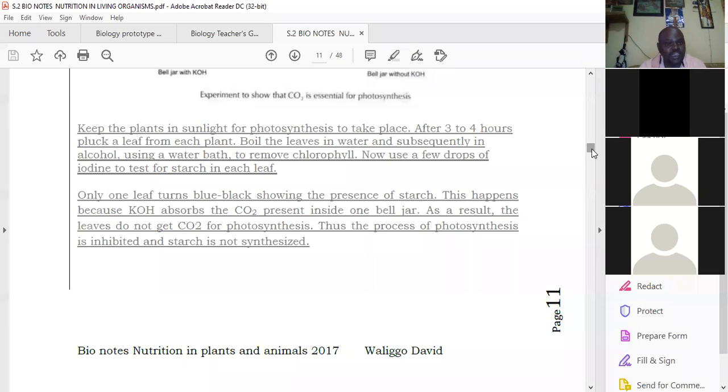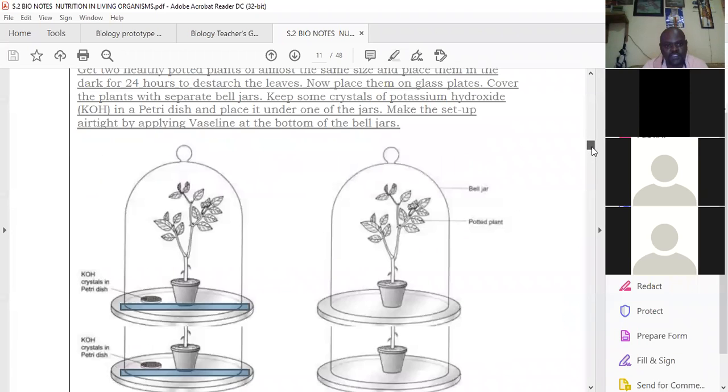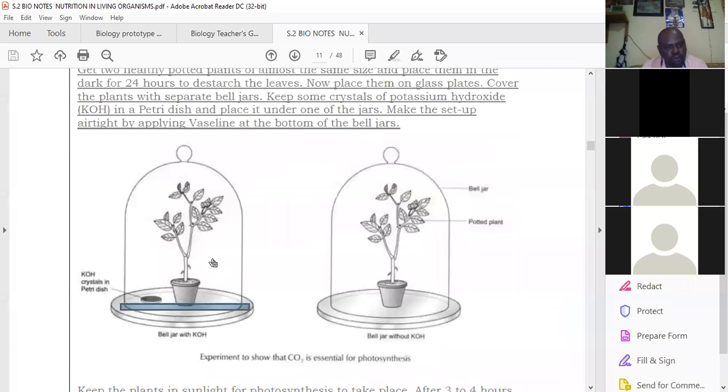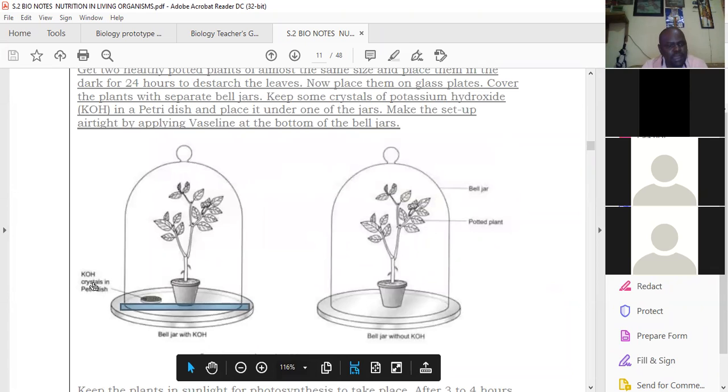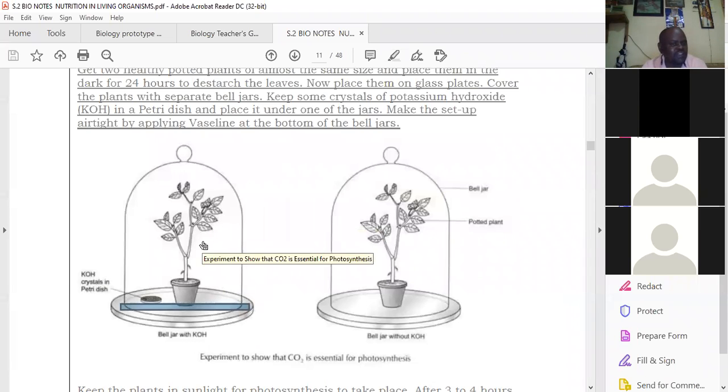Why? Because the potassium hydroxide, in the first setup, I'm talking about this first setup, the carbon dioxide was all removed by the potassium hydroxide. So this leaf had the other requirements for photosynthesis, there was light and it had been watered very well, but now the component of carbon dioxide was missing. So don't expect a reaction to take place, and photosynthesis cannot take place in that case.